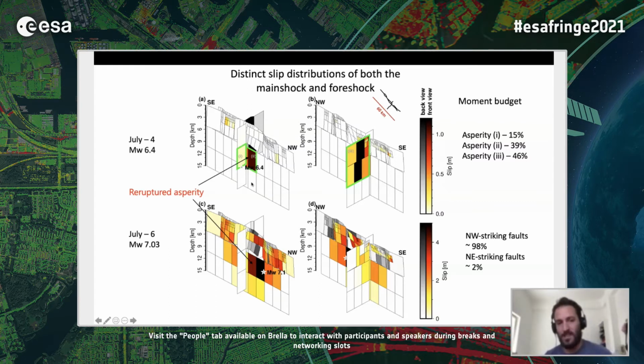And more interestingly, this asperity, which we named asperity 2, slipped twice, once during the foreshock and once during the main shock 34 hours later. It actually slipped 4 times as much. So for that to happen, we need to consider some fast healing processes of the fault plane.